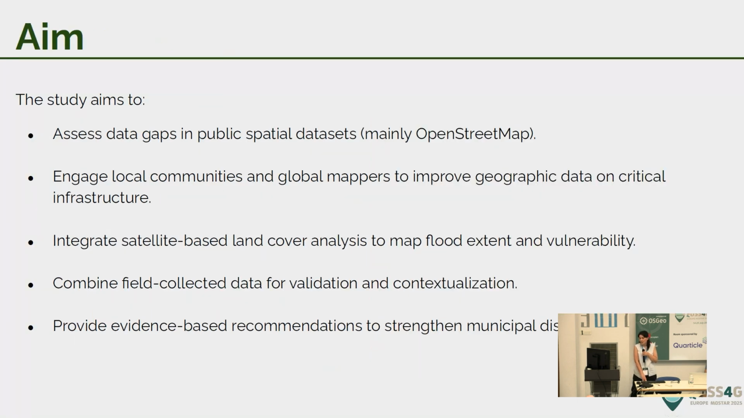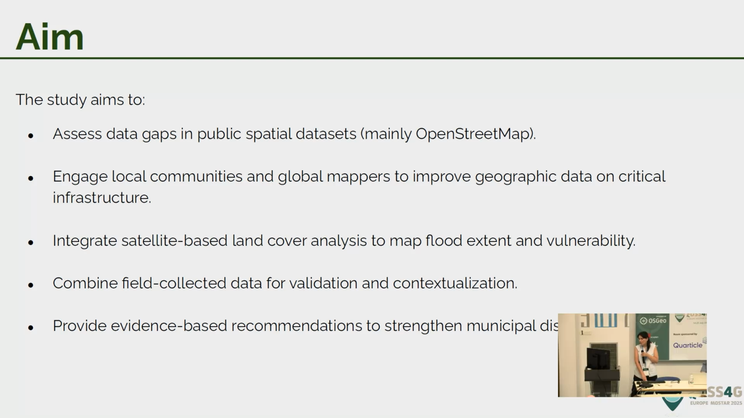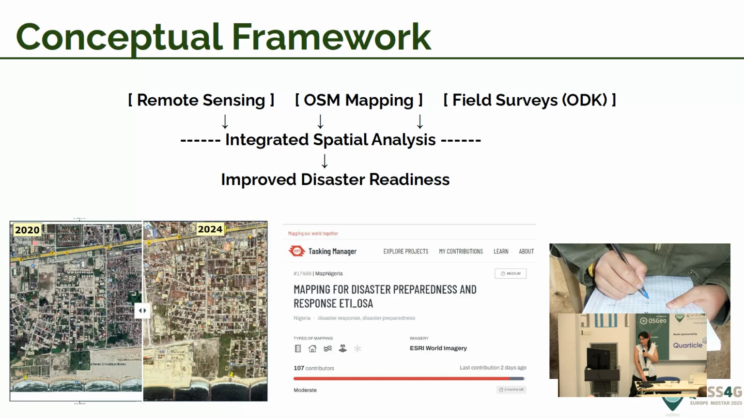The aim of the study was to address data gaps in public spatial data sets. Mainly, we focused on looking at OpenStreetMap data. We tried to enlarge these data by involving communities and global mappers to see how we could improve the data and the critical infrastructure data. We involved integrating satellite-based land cover analysis to map flood extent and vulnerability, combining field collected data for validation of the data collected on OpenStreetMap, and providing evidence-based recommendations to strengthen disaster planning.